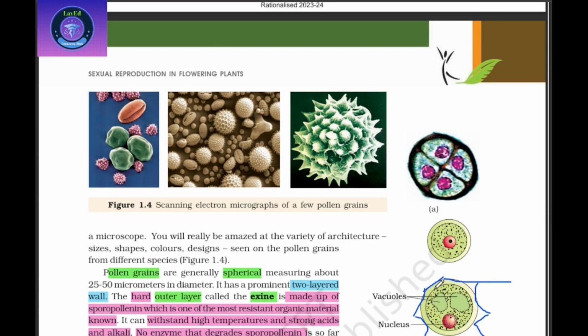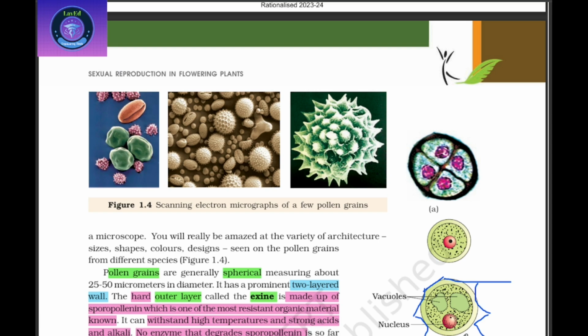The inner wall. You can see the inner wall, the black part inside the blue. The inner wall is made up of what? Cellulose and pectin. It is not like the exine, where it is disconnected at the bottom. This disconnected part is also called what? This part I'm talking about is called the germ pore, if I'm not wrong.